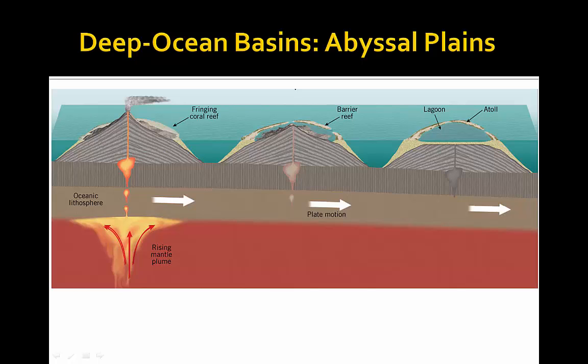Abyssal plains make up the largest portion of the seafloor and include the flattest extensive areas on Earth. However, mantle plumes can cause underwater volcanoes called seamounts. Seamounts that break the ocean surface are volcanic islands, but they won't stick around as islands forever.